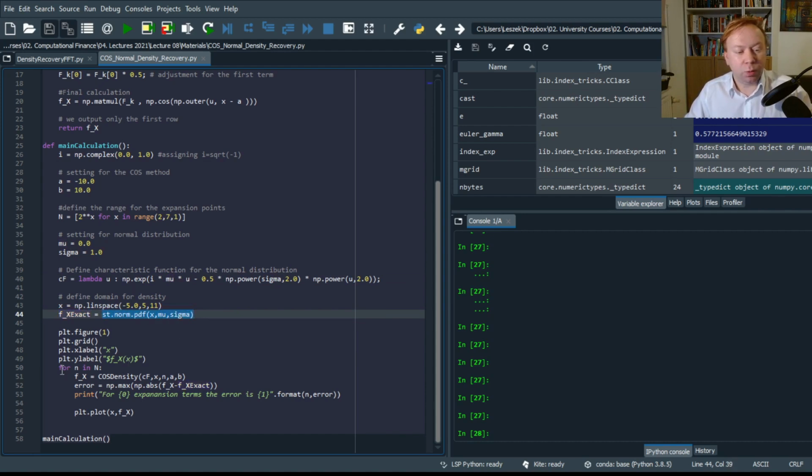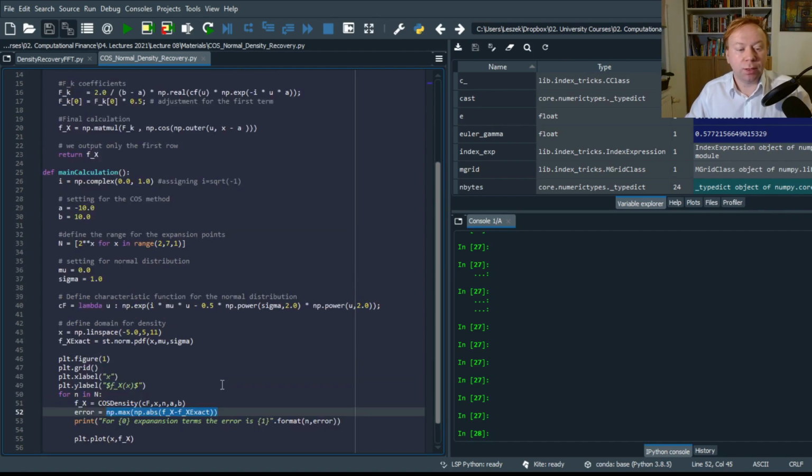And what we do here is have a for loop for every n in a vector n. For every number of expansion terms we look at, we generate the density using the COS method and define the error as the maximum absolute difference between the exact density and the density recovered using the COS method. Of course, this is for all the x's, so the error is computed over the range of x, and we take only the x which gives the biggest error.